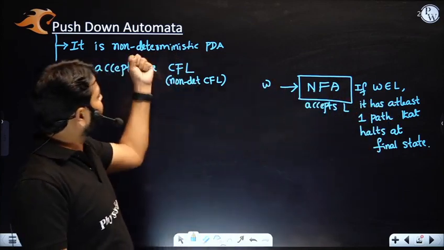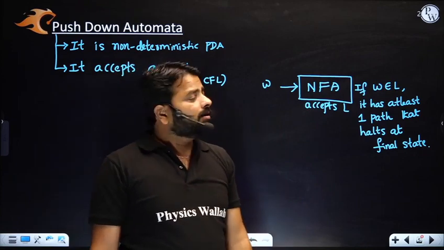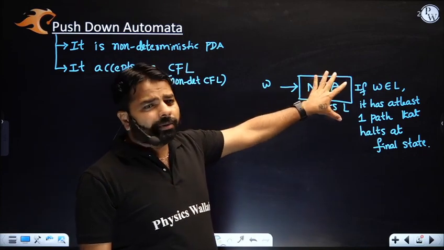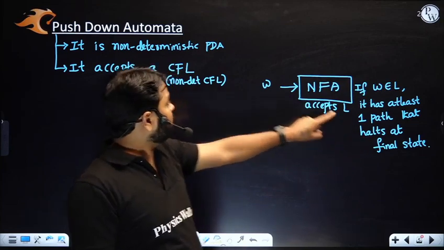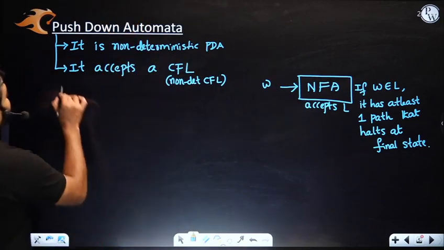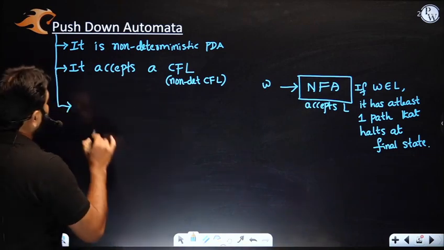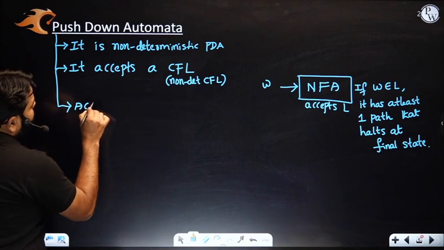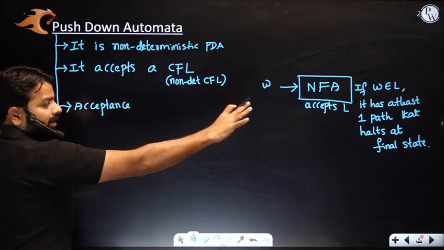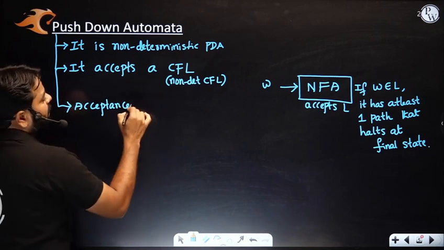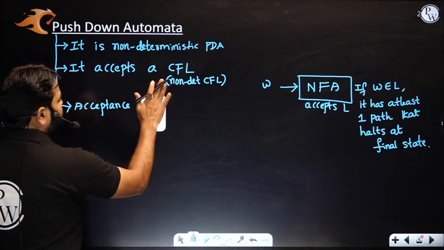Now when it comes to PDA, yes, it's one of the important points. This NFA or finite automata has only one mechanism called the final state mechanism, whereas PDA has three mechanisms. Among them, two are very important. The acceptance mechanisms in PDA are three types, but we will learn initially final state. Later on, we will go for other things.